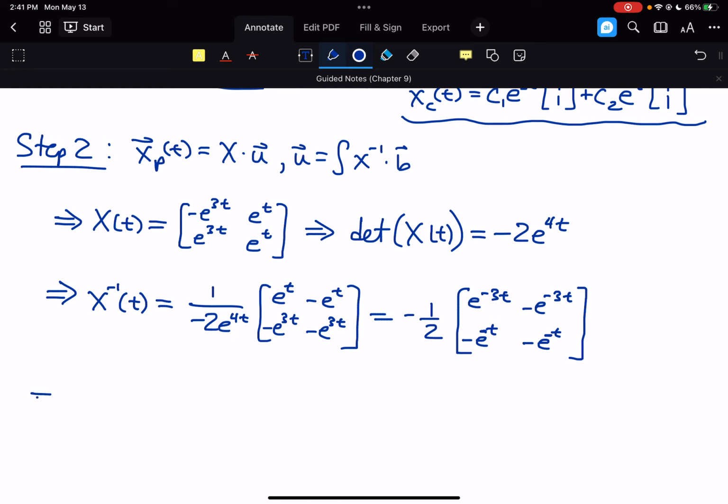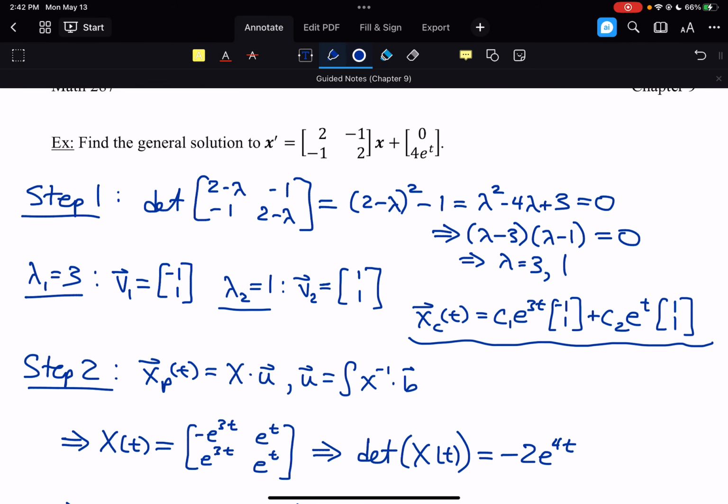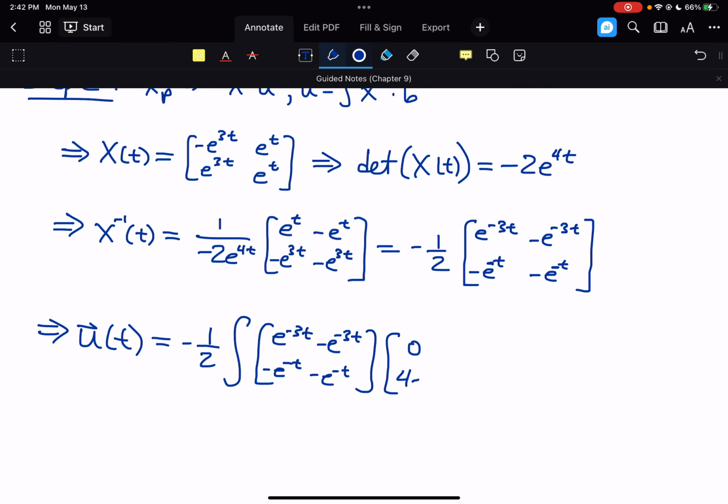So for our u(t), we need the integral of X inverse times B. There's a negative 1/2 here. I'm just going to pull that out to the front to begin with. So we get the integral of the matrix e^(-3t), negative e^(-3t), negative e^(-t), e^(-t), times our matrix B from back up here at the beginning of the problem. That's 0 and 4e^t, dt.